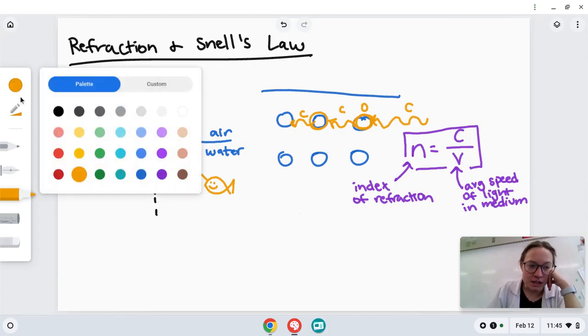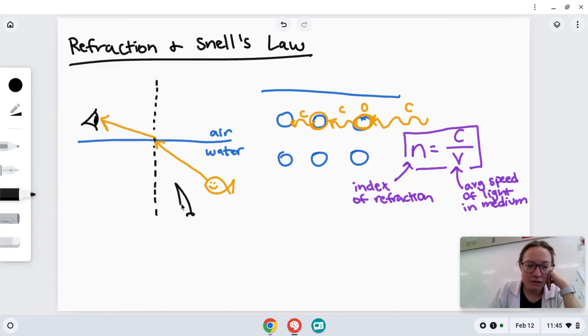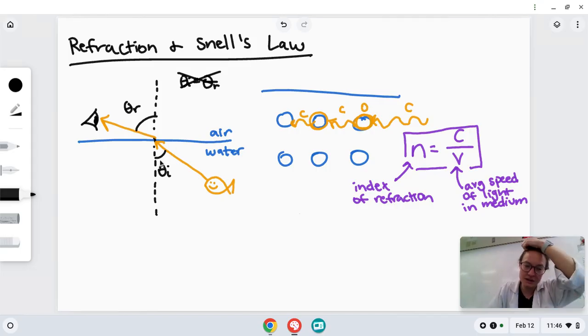Here are the angles that we measure. We say that this angle here is the angle of incidence because it's our incoming angle. We say that this angle right here is our angle of refraction because it's our refracted angle. We always measure both of these angles from the normal line. Something to notice here, you'll see that our angle of incidence is definitely not equal to our angle of refraction. These are not the same. Notice my angle of refraction is much greater here than my angle of incidence.